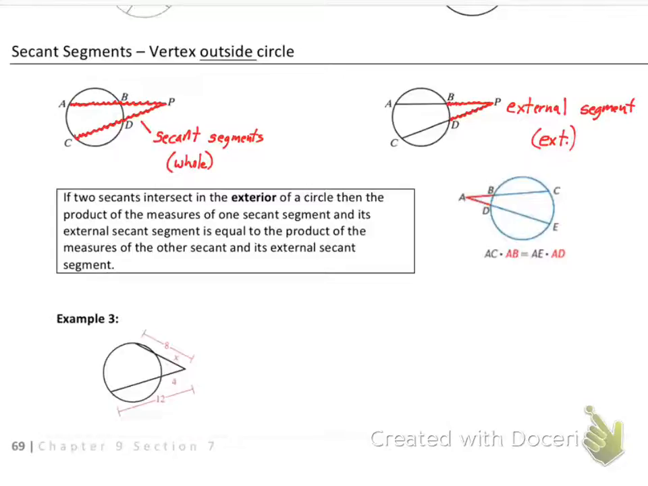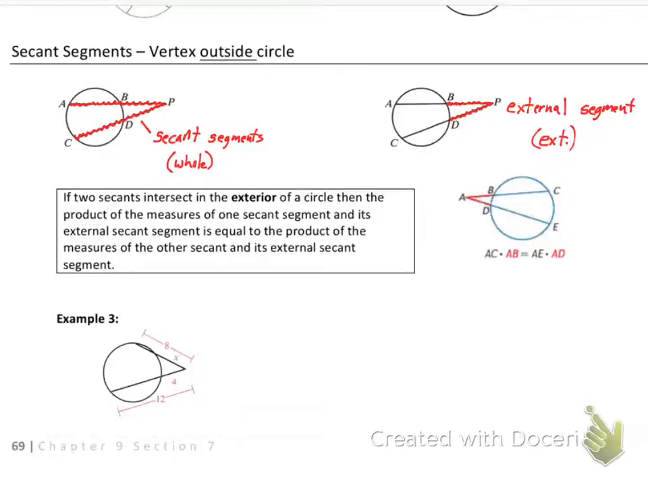Okay, so we have a whole and we have an external. I'm going to read this to you and then tell you what it means. If two secants intersect in the exterior of a circle, then the product of the measures of one secant segment and its external secant segment is equal to the product of the measures of the other secant and its external secant segment. Memorize that. Every one of those words. I'm just kidding. I like pictures, and that's why we got pictures next to it.